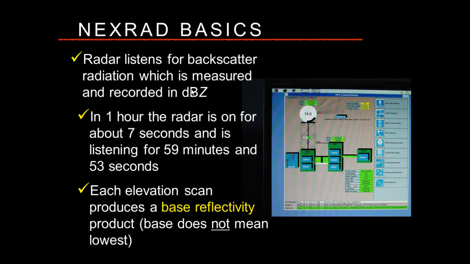Each elevation scan produces a base reflectivity product. I know this is a misnomer. A lot of people think base means lowest. It does not mean lowest. Every single elevation angle produces a base reflectivity product. The word base actually comes from the term base data. When I initially told you there was reflectivity and velocity and spectrum width, each one of those is base data from which you can produce other products. So base does not mean the lowest elevation.